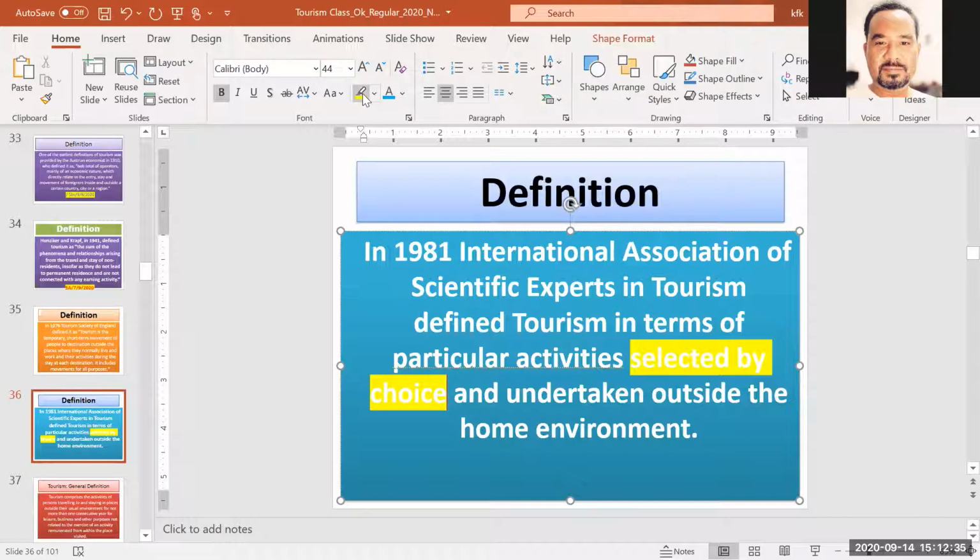Next one. Another definition. In 1981, the International Association of Scientific Experts in Tourism defined tourism in terms of particular activities selected by choice, undertaken outside the home environment. Here are some other keywords in this definition. First one, selected by choice.